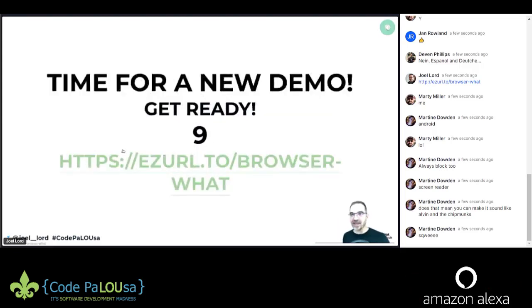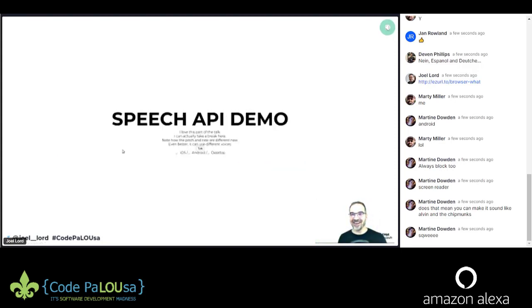All right, get your phones out, quick. If your device is not unlocked, it won't work. So you need to get it out, quick. Okay, there it is. All right, speech API. Let me get this. We'll see if this works.